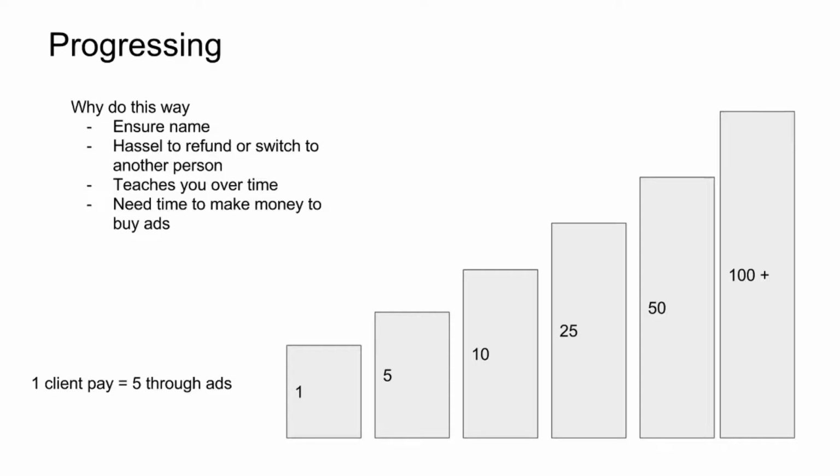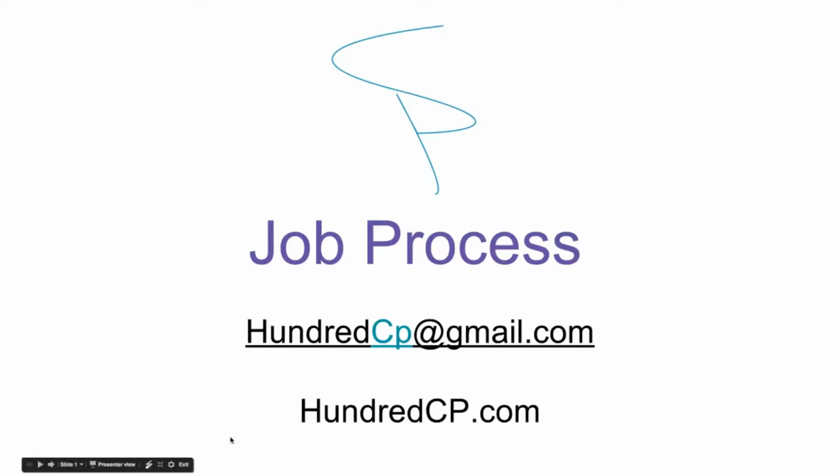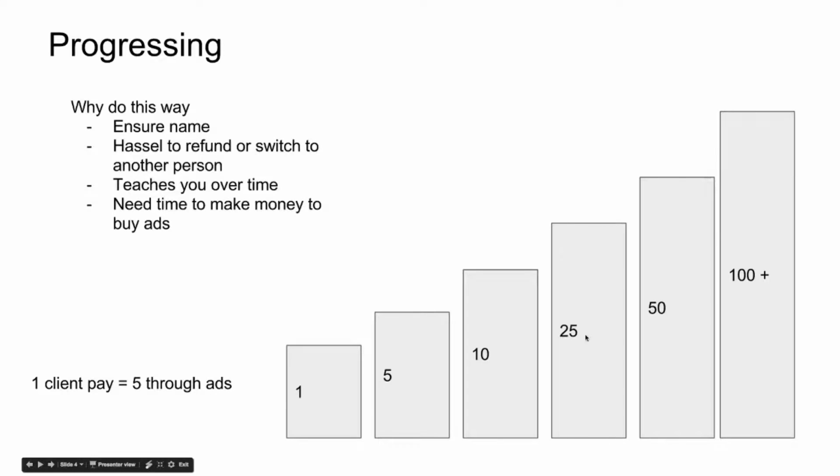So progression. Me and my partner Brandon do not want you to be overwhelmed at once, and we want to ensure our brand name with the client. It's just going to be a big hassle if you get 25 clients your first month and you can't handle them. So we do it in the way of progression. The first month 1, 5, 10, 50, and we go on and on. So you will also need time to build up to this amount.